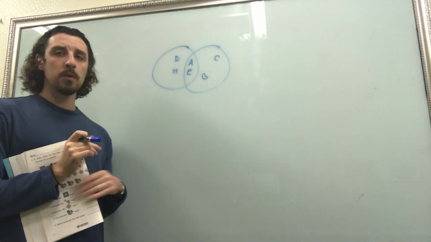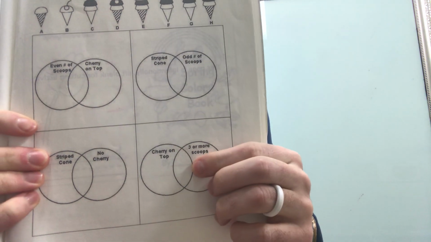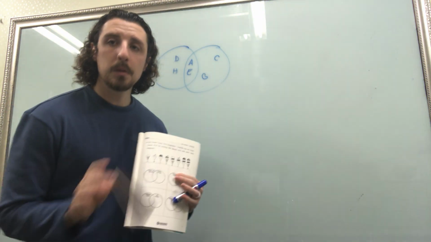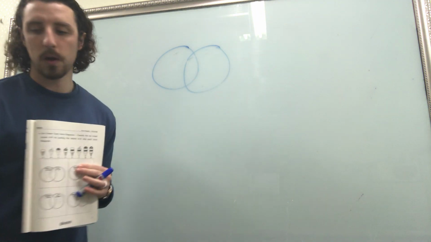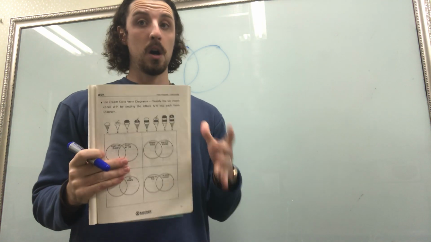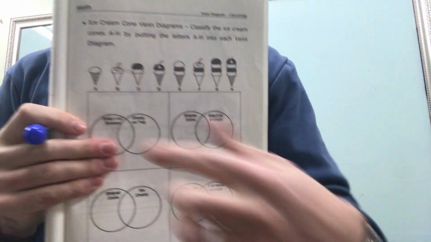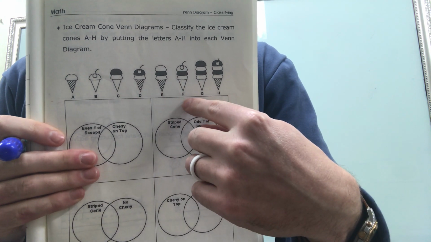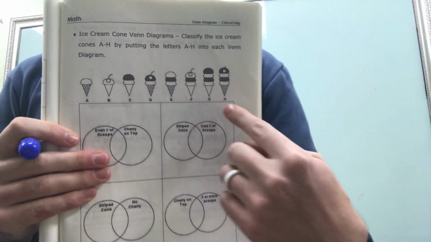Now, try and do this one. This is cherry on top, 3 or more scoops. So do that one by yourself, pause the video, and then I will tell you the answer. Okay, pause the video, do it by yourself, and then let's do it together. So, cherry on top. B has a cherry, D has a cherry, F has a cherry, and H has a cherry. B, D, F, H.